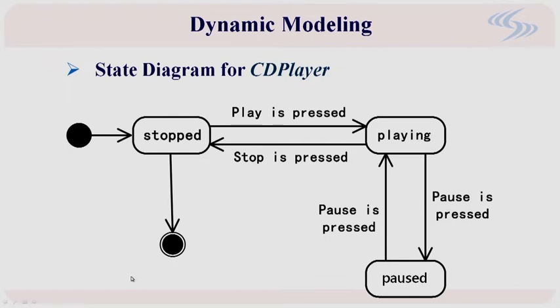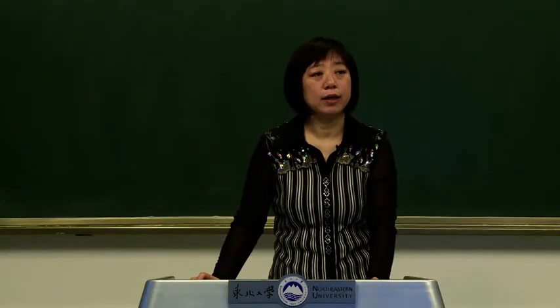Well, if the pause button is pressed again, the state of the CD player is changed from paused back to playing again. And this notation is for the ending. You can also take the state of stopped as the ending state. So this is a state diagram for the CD player. Let's take some more cases.